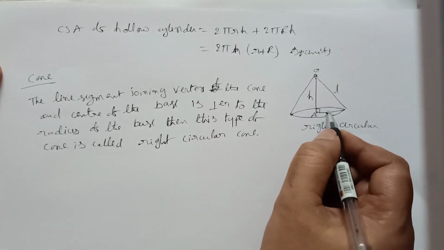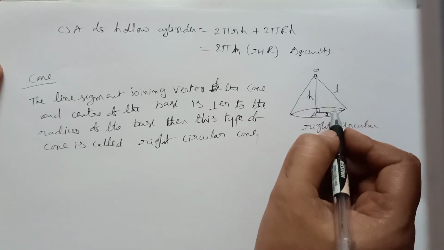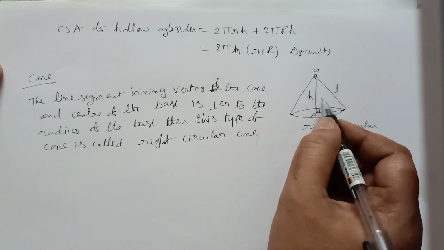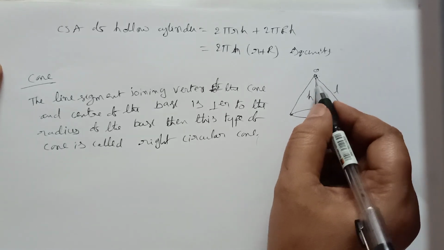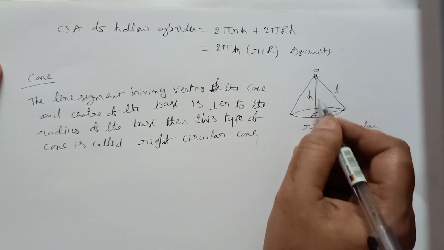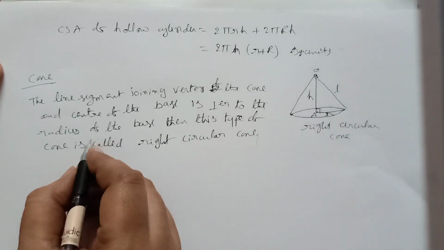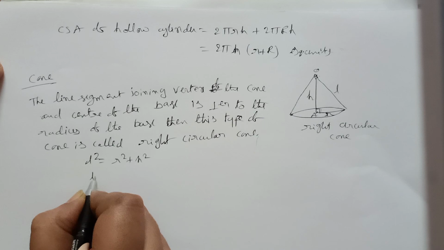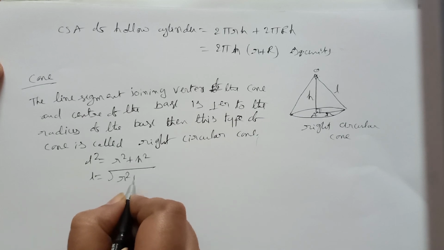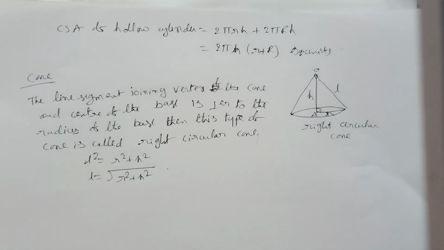So this is the radius, this is the height, and this is the slant height. What is the relation between the height, radius and slant height? The line segment joining the vertex to the center of the base is perpendicular to the radius, so this angle is 90. Then you can apply the Pythagoras theorem: l square is equal to r square plus h square, so l is equal to the square root of r square plus h square. In tomorrow's class we will discuss the CSA, TSA and volumes of cones.